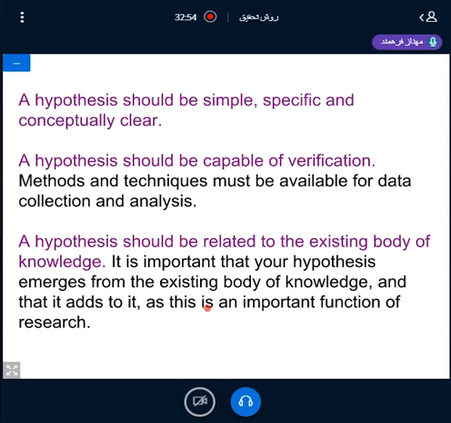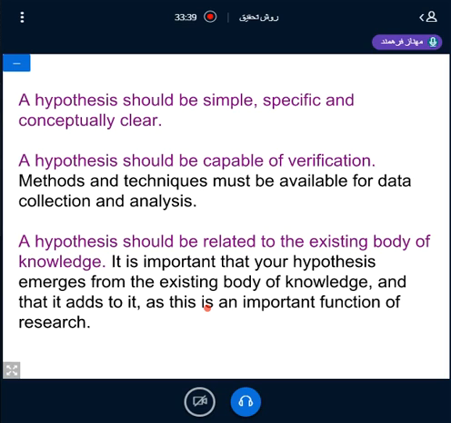Okay, and a hypothesis should be simple, specific, and conceptually clear. So, what are the characteristics of a hypothesis? A hypothesis should be simple, specific, and conceptually clear. A hypothesis should be capable of verification methods.